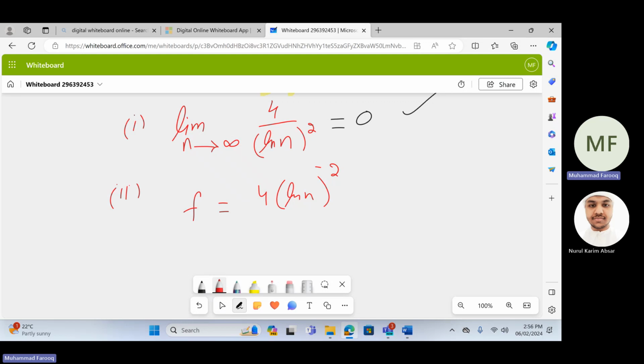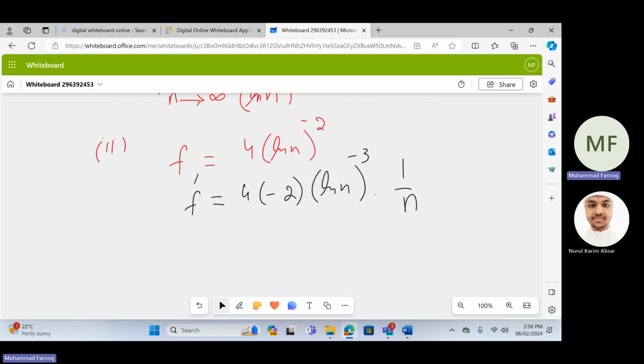The derivative is also applied to the function. I told you already, we perform the calculations only on the function; the sign controller will not work. So for the sake of the derivative, I took the function, right? There is no need to use the quotient rule. Okay, f prime: 4 as it is, times minus 2 (ln n) to the power minus 3, times 1 by n. Simplify one more step, please.